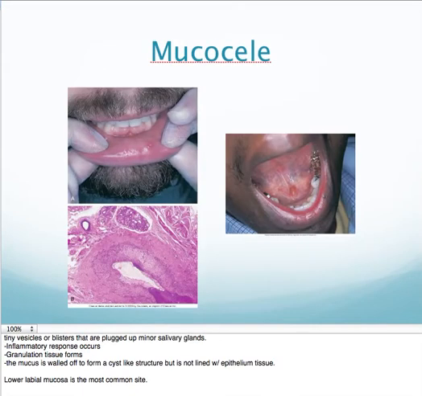Mucocele. Mucocele is a tiny vesicle or blister that plugs up the minor salivary glands. It's an inflammatory response, and then granulation tissue forms, and then the mucus is walled off to form a cyst-like structure, but it's not a true cyst. You see this a lot on the lower labial mucosa, and that's the most common site.